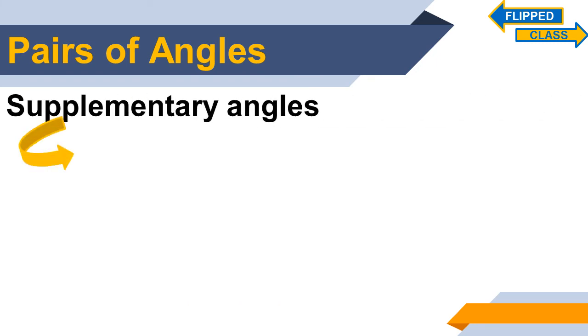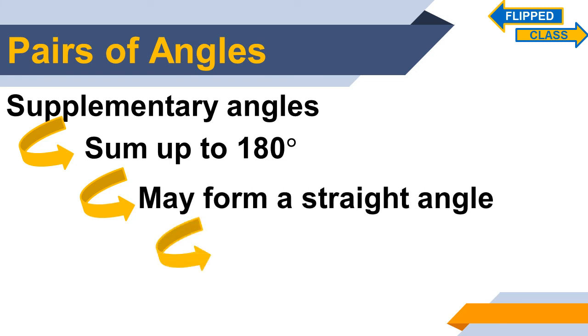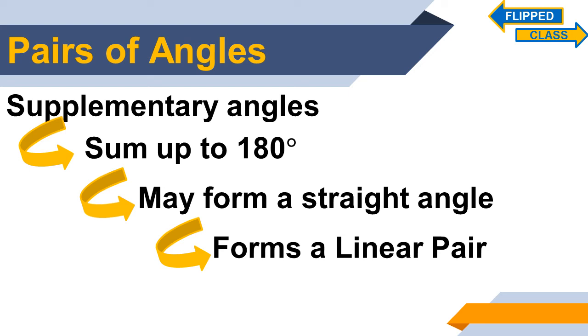However, there is a good relationship for the pairs of angles here. If 2 angles are supplementary, they must sum up to 180 degrees. And if they sum up to 180 degrees, they may form a straight angle. If they form a straight angle, they're considered a linear pair. Similarly, we can do it backwards. Angles that form a linear pair form a straight angle, which measures 180 degrees, and therefore linear pair angles are supplementary. Again, angles that form a linear pair are supplementary.